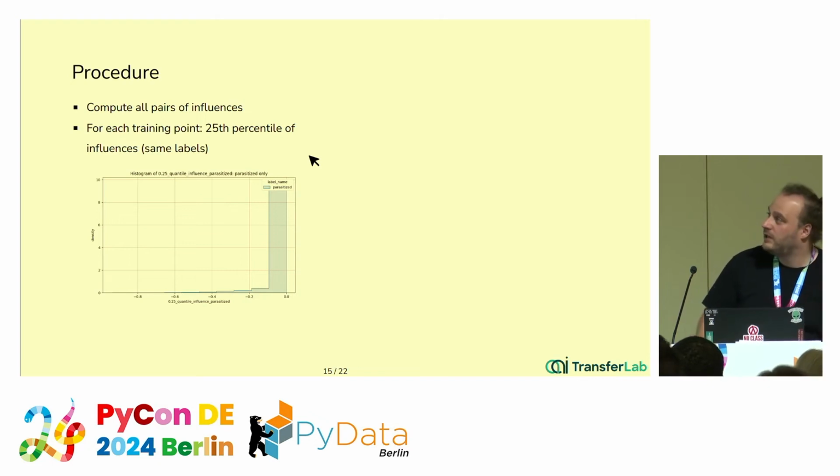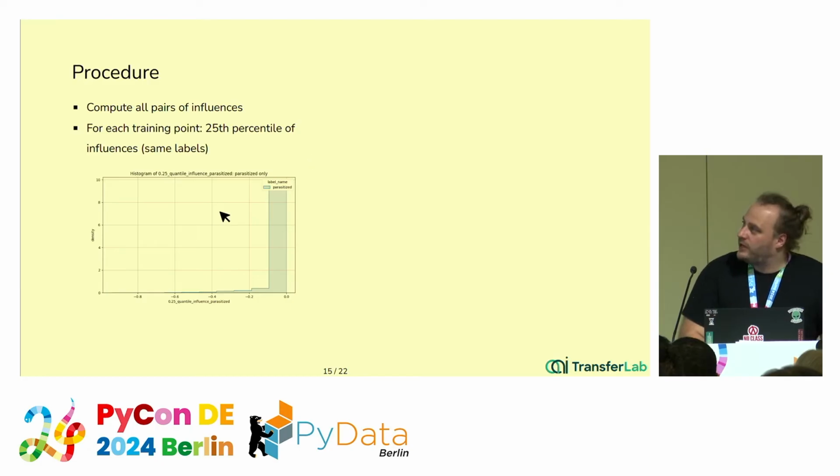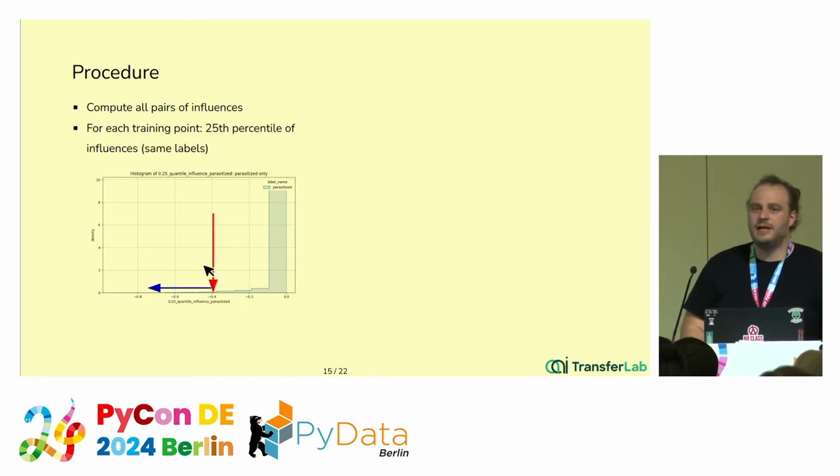In this case, we computed the 0.25 quantile of these values. And I said we were looking for the negative ones, on this side. So choose a threshold, look to the left, and inspect your data.